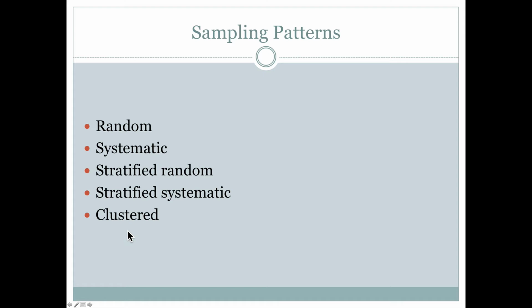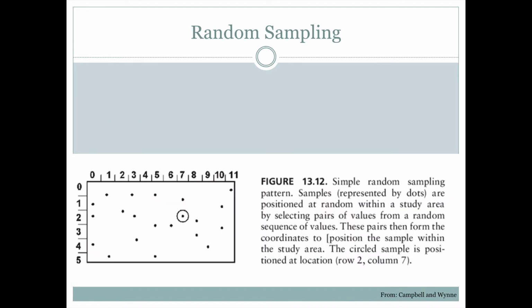The other important thing is the sampling pattern we use. And this shows an example of all of the types we can use, and we'll go through these one by one. This would be a random sampling pattern. So we just have an area here and we put random samples throughout the area.